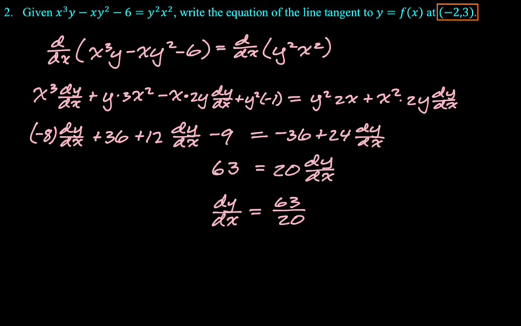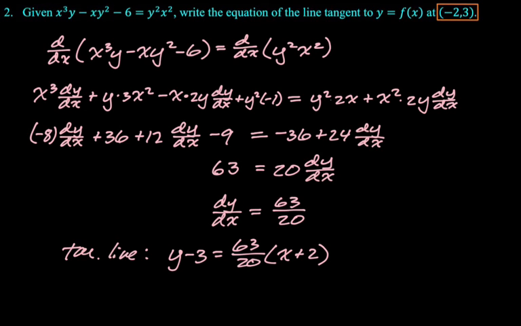Then we have to write our tangent line. Just use point slope form, and you will get y minus 3 equals 63 over 20, quantity x plus 2. And there you go. All right, next problem.